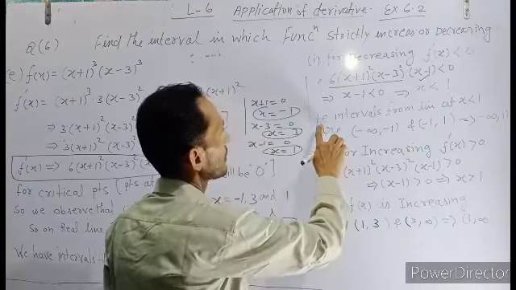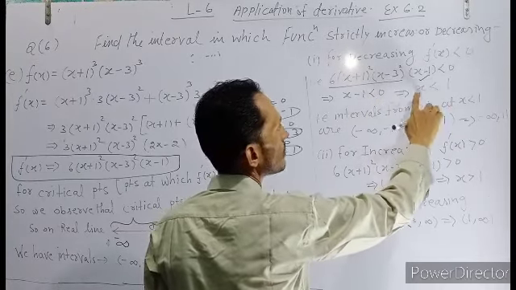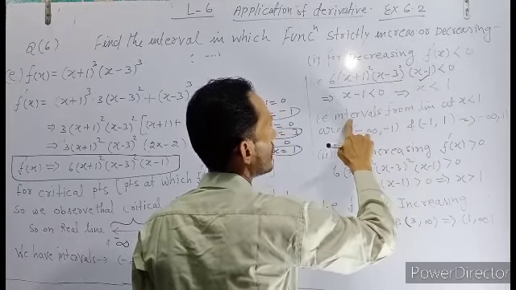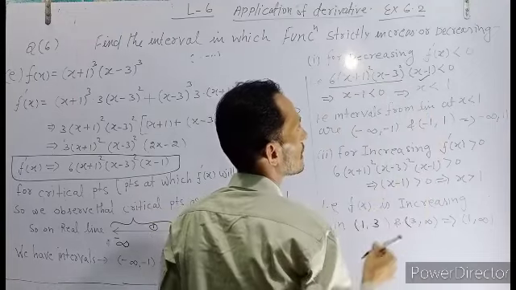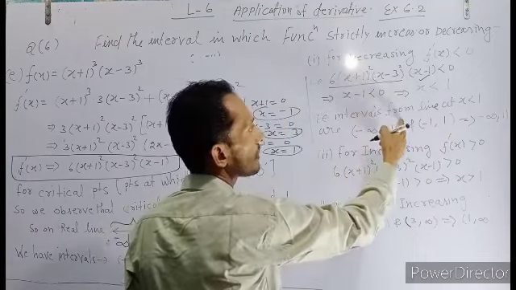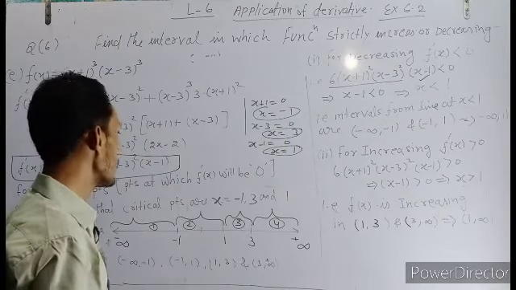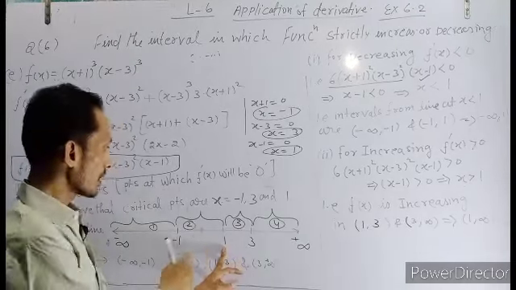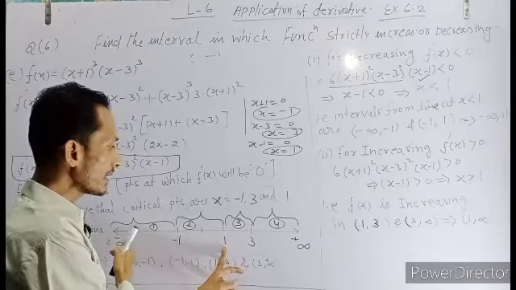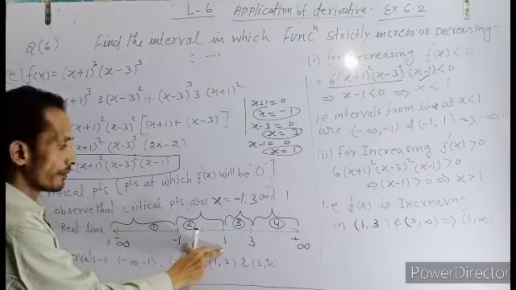So we can discuss here the interval from x, which means x minus 1 less than 0, so x less than 1. At x equal to 1 the value is zero. For what interval do we need this? For x less than 1. You can observe x less than 1 means the left side of 1. So how many intervals? First interval and second interval.